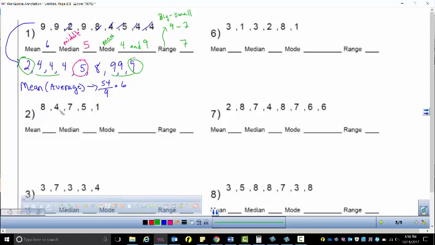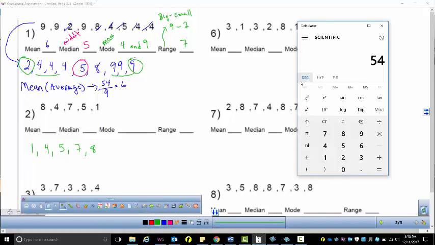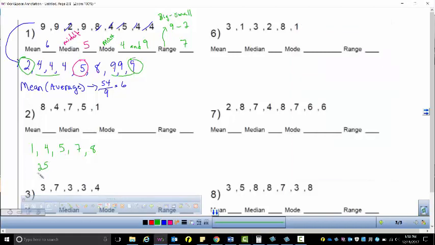Okay, so let's try number 2 here. First thing I'm going to do is put them in order. I have 1, 4, 5, 7, and 8. That's my numbers. So in order to find the mean or the average, I'm going to add them up. I have 1 plus 4 plus 5 plus 7 plus 8 is 25. And then I have to divide by 1, 2, 3, 4, 5. So it's 5. So my mean is 5.